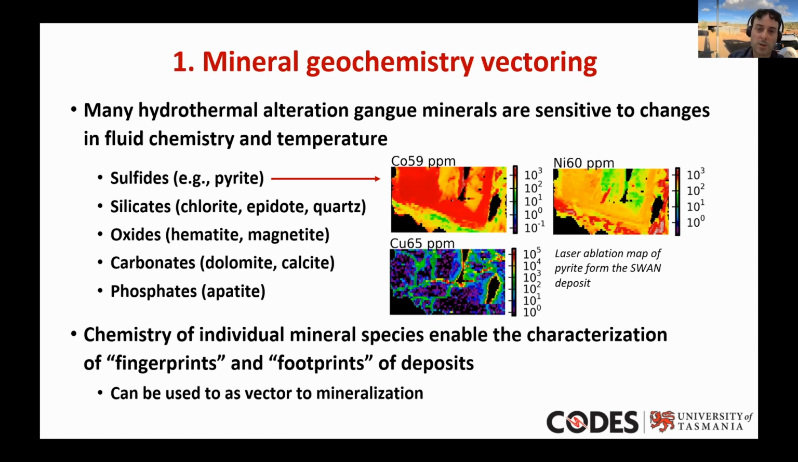And in the image below, you can see that there's a late overprint of copper in the cracks of that pyrite that's formed chalcopyrite to form mineralization. So there's different processes, different stages that we can map, and these are all sensitive to changes in fluid chemistry and temperatures. And we can do this for lots of different minerals. I used the example of pyrite there, but we can also do this for silicates, oxides, carbonates, and phosphates. And basically, the chemistry of these individual mineral species will enable us to characterize fingerprints and footprints of ore deposits. And these together can be used to vector towards mineralization in the IOCG system, and we'll demonstrate how we can do this now.